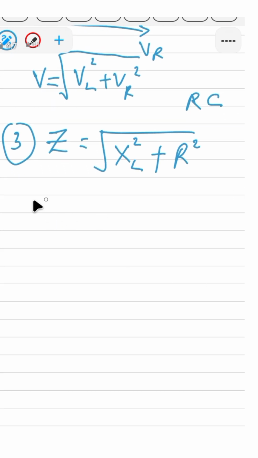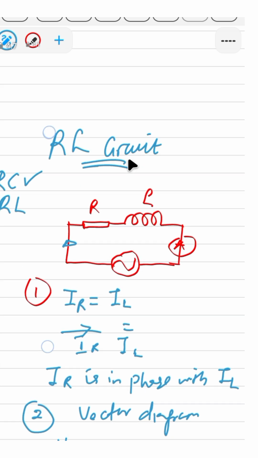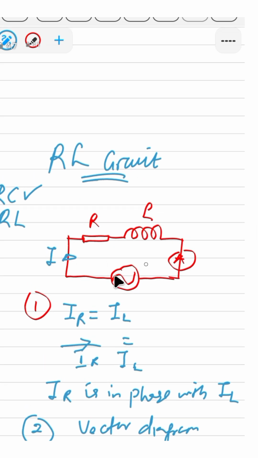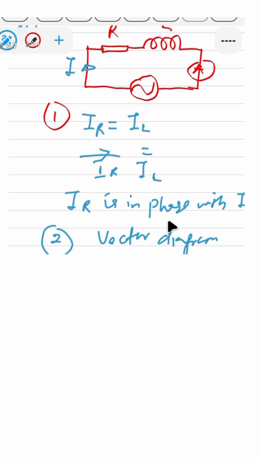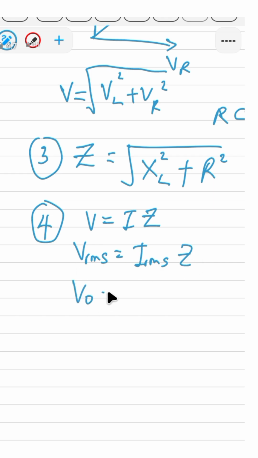Since Z is the total impedance, the total resistance this circuit gives to the current flow, if you compare it with Ohm's law, V equals IR, that's Ohm's law. But you don't write R now, because the total impedance is Z. So if this V turns to V RMS, here it changes to I RMS. If this V turns to V naught, this one changes to I naught Z. You understand now? Normal pattern.